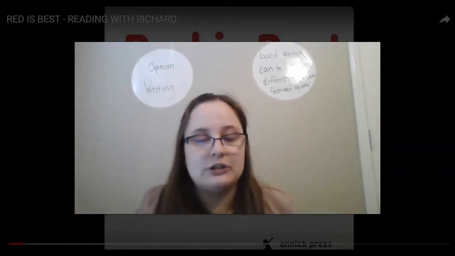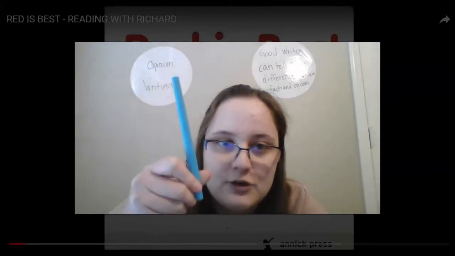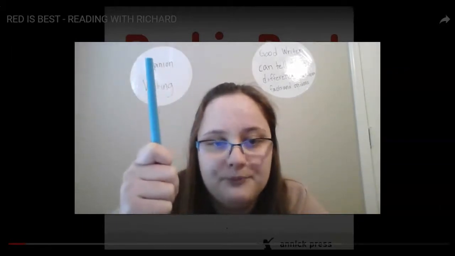And I want you to tell me now what a fact is. Fantastic. I heard somebody say it. So a fact is something that is true. It's something that you can prove. So for example, we can prove that this pen is blue, right? So Miss Greathouse's pen is blue. That's a fact. We can prove that. So a fact is something true that you can prove.